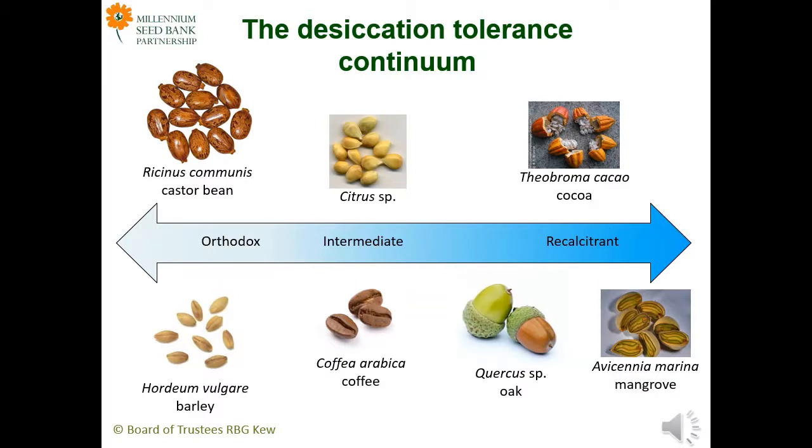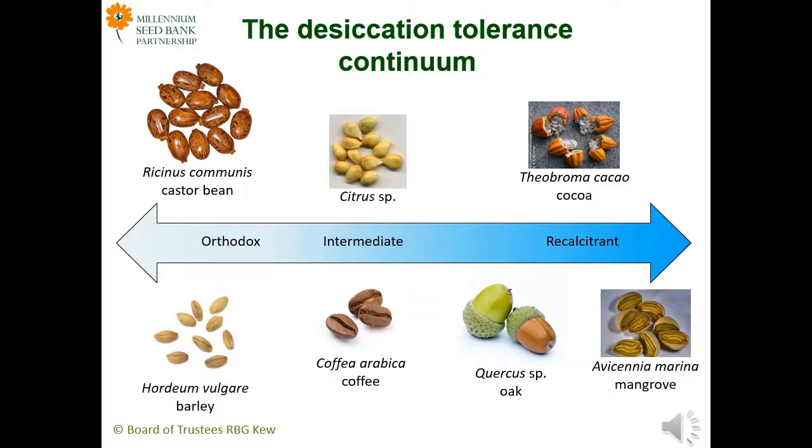The storage behavior of seeds comes in three main categories: orthodox, intermediate, and recalcitrant. However, in reality, the desiccation tolerance of seeds actually sits along a gradient, which is shown here. Orthodox seeds are those that can withstand drying and subsequently can be frozen to increase longevity. Around 80% of known seed-bearing plants have orthodox seeds.